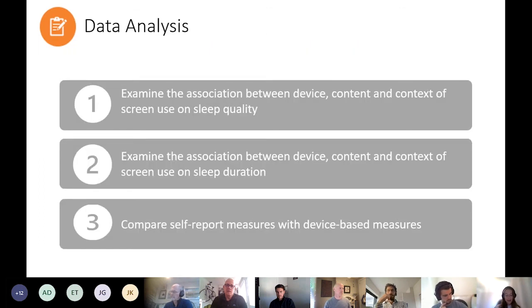To investigate the impact of screen use on sleep, I want to examine the associations between the type of device, the content, and the context of children's screen use with sleep duration and quality. And then I also want to compare the self-reported screen use and sleep measures with the device-based screen use and sleep measures. To investigate first, if these two measures differ, and second, how the relationship between screen use and sleep compares across the subjective and the device-based measures.